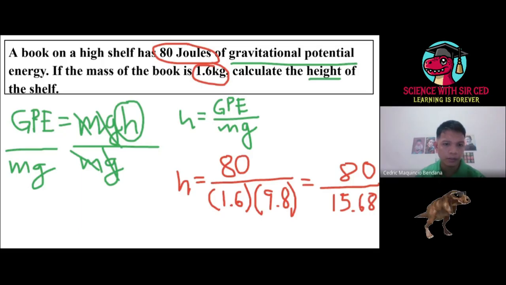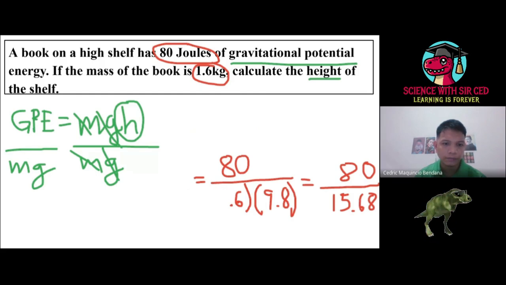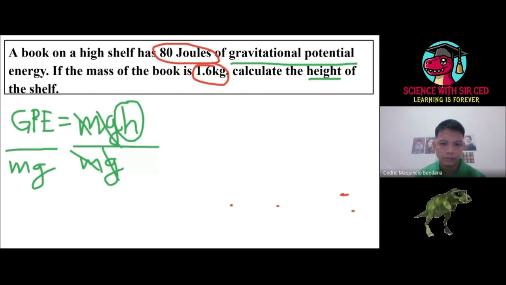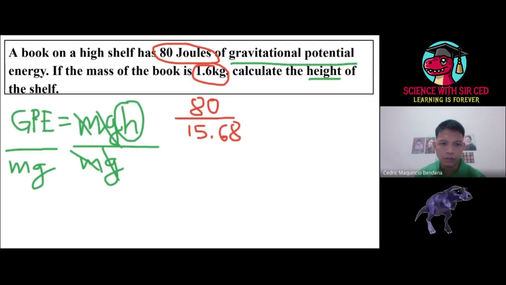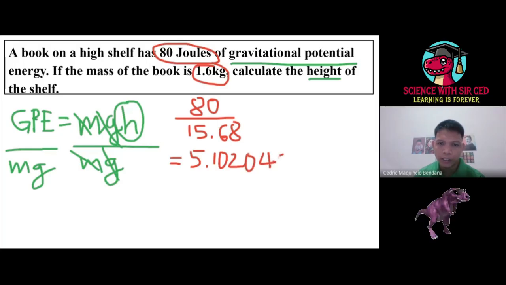Okay, I'm going to erase some so we can write something. Okay, I erase this one. Erase, erase. So we end up like this. So 80 divided by 15.68. So if we're going to use our calculator and we do this, you will be getting 5.10204 0816, which is very long.